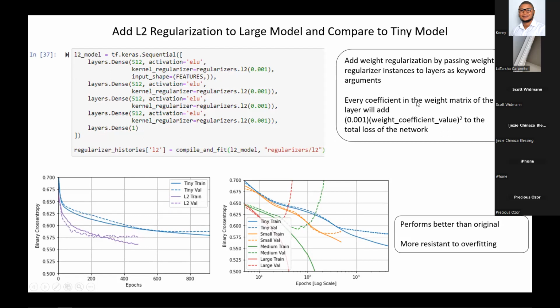And so every coefficient in the weight matrix of the layer will add 0.001 times the weight coefficient value squared to the total loss of the network. And right, so that's for each node in that layer, it's going to add a loss coefficient. And so this performs better than the original. It's more resistant to overfitting because it's not giving any one kind of node too much power, too much weight.